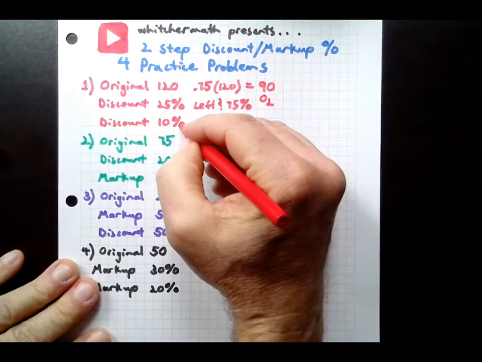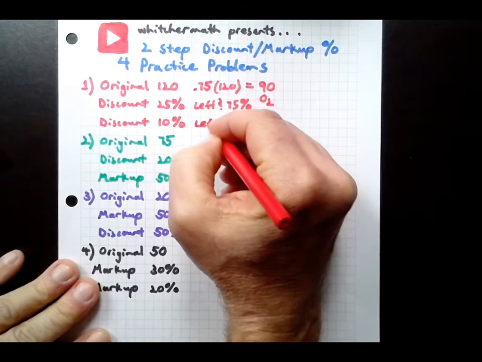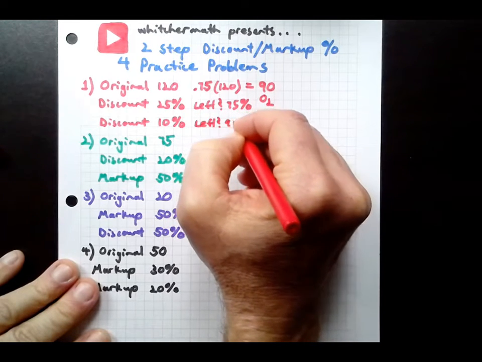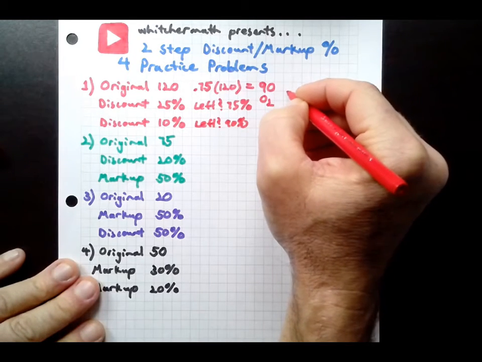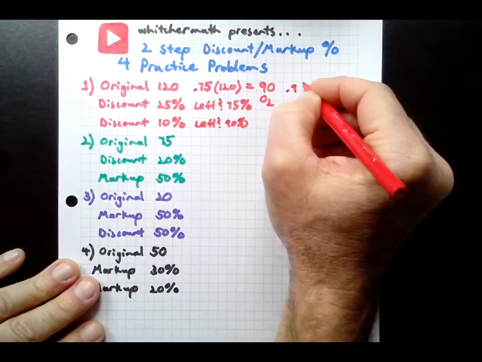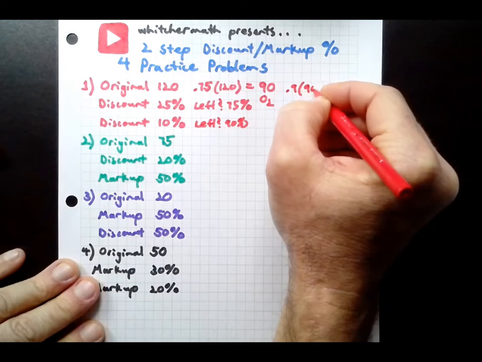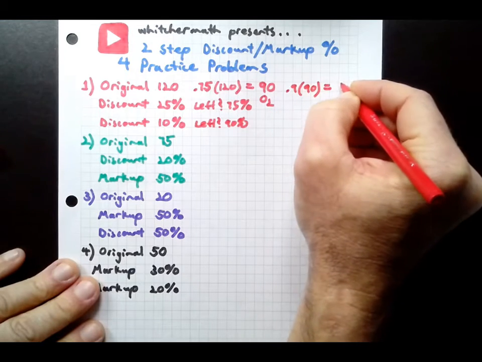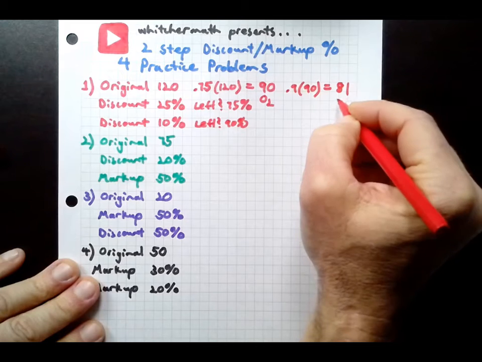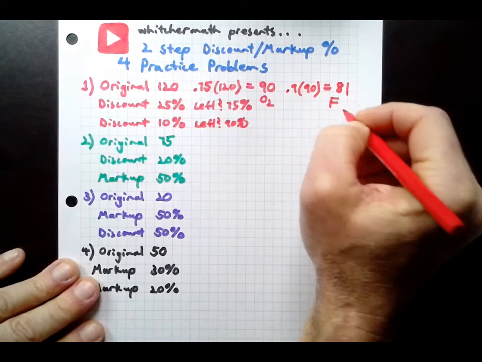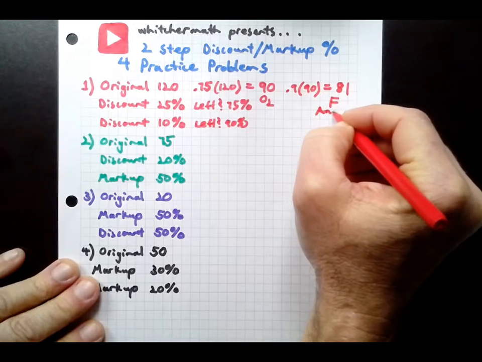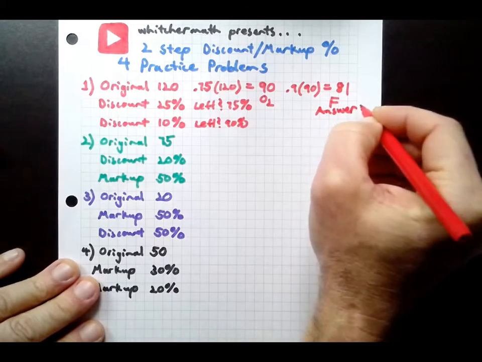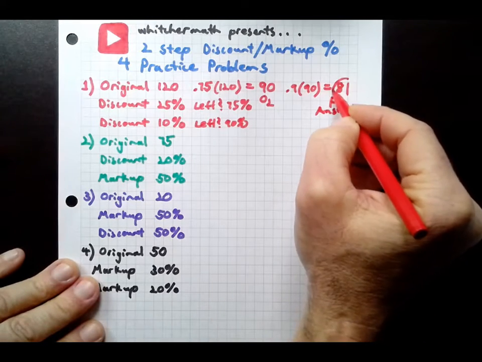So if I'm taking 10% off, what's going to be left? 90% will still be there. So I'm going to take 90% of 90, which leaves me with a final answer. So the final answer is 81.